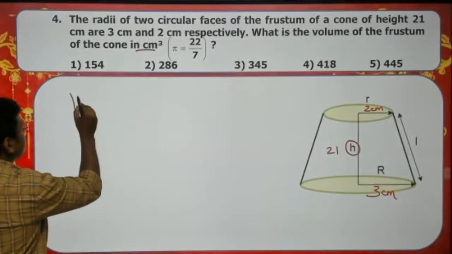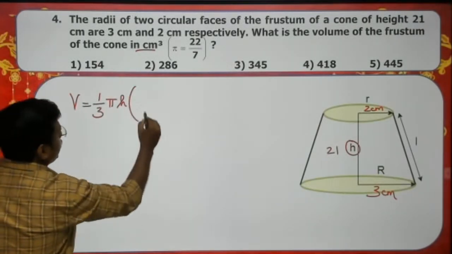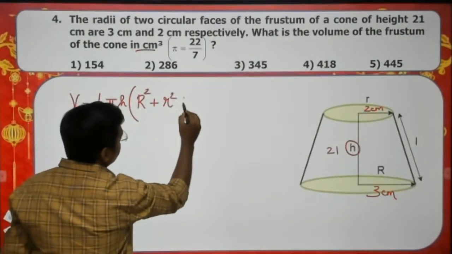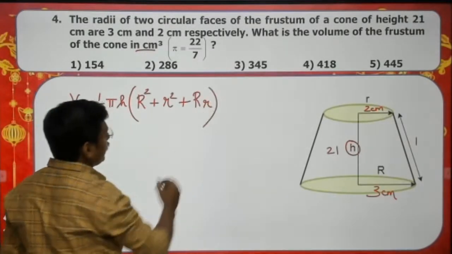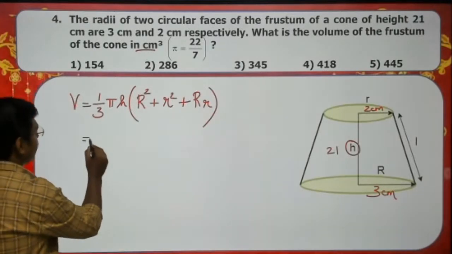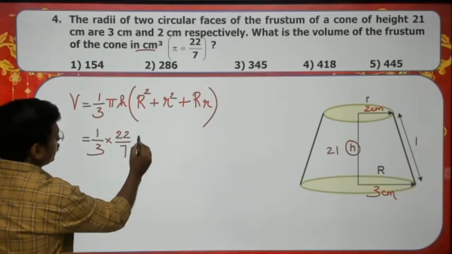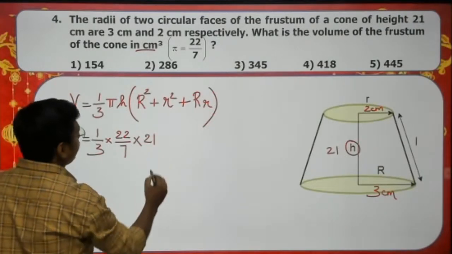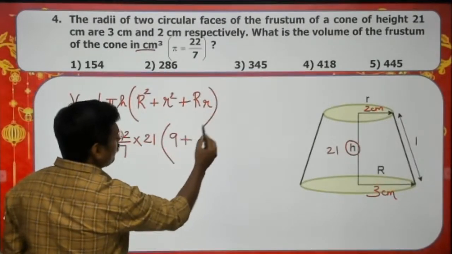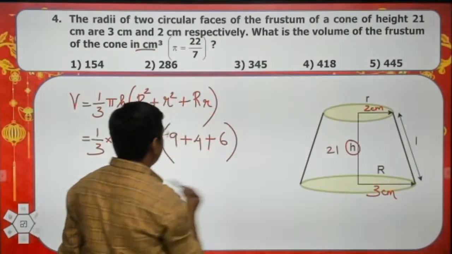And we know that for a frustum, the volume formula is 1/3 pi h into capital R square, that means the radius of the larger base, plus small r square plus capital R into small r. If you know this formula, we can easily substitute it and find the answer, right? So I am substituting it, listen carefully, which is equal to 1/3 into pi. It is clearly given that we should substitute pi is equal to 22/7, into height 21, into capital R square, that means 3 square it is 9, plus small r square, 2 square it is 4, plus capital R into small r, that means 3 into 2, 6.